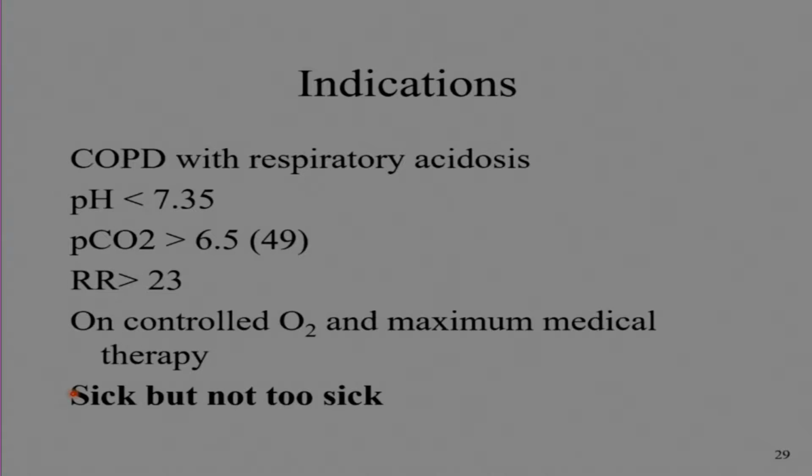So what are the indications of non-invasive ventilation? It does work and large amount of benefit. So the main indication is in COPD with respiratory acidosis. Patient has acidotic pH less than 7.35, PCO2 is more than 49 millimeter mercury, respiratory rate more than 23. And these patients should be on controlled oxygen and on maximum medical therapy. They are sick, but they are not too sick. If you are going to start NIV on too unwell patients, they may not do well.